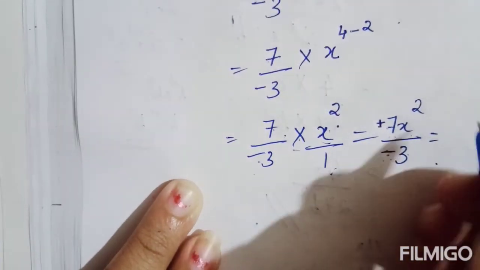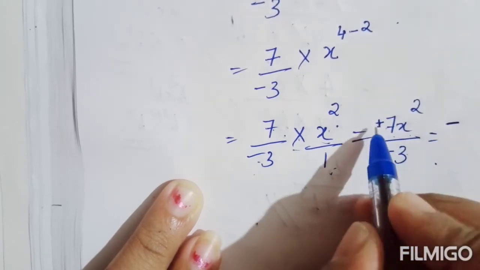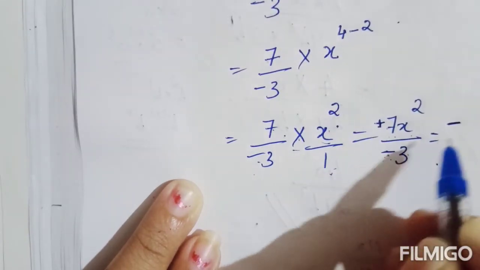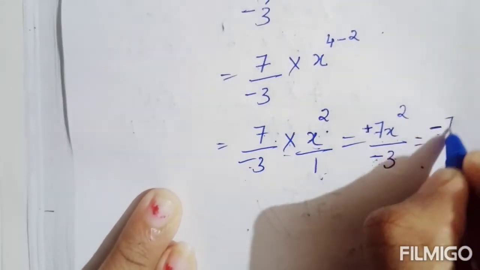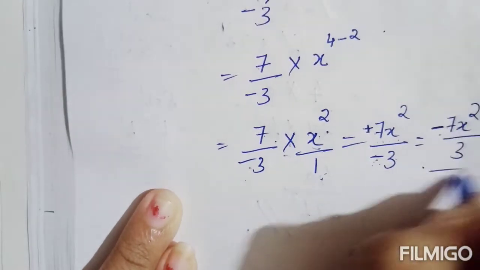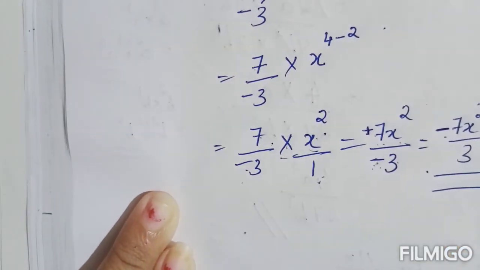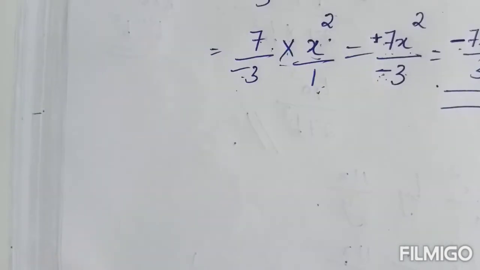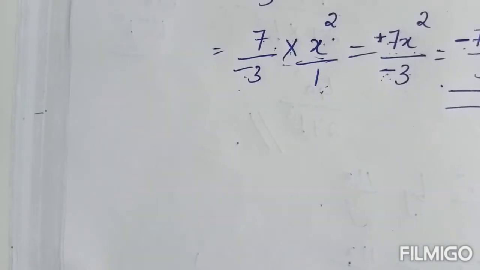Positive divided by negative is negative. Now 7x square by 3. So this will be the answer: minus 7x square by 3. Okay. Fourth question. The third one you can do as homework.